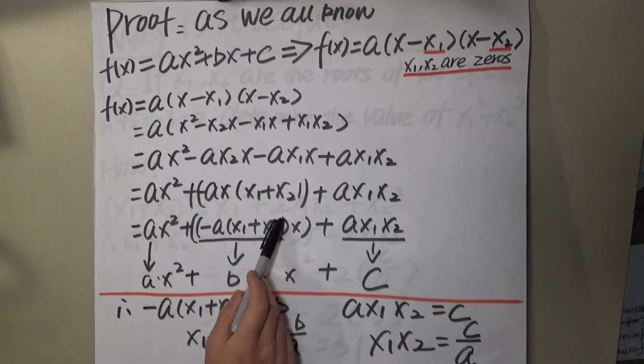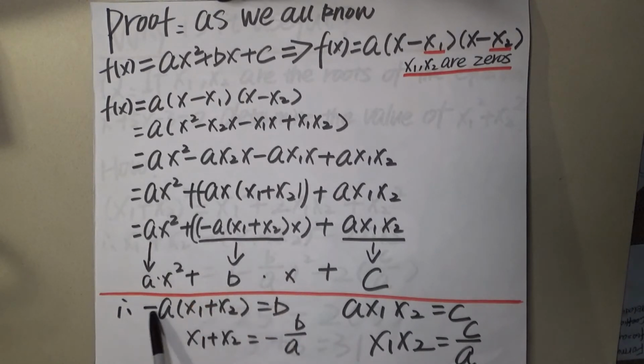So we change this into an equation. We find negative a times (x1 plus x2) is equal to b. We divide negative a into each side. We find x1 plus x2 is equal to negative b over a. This is the first formula of Vieta's formulas.